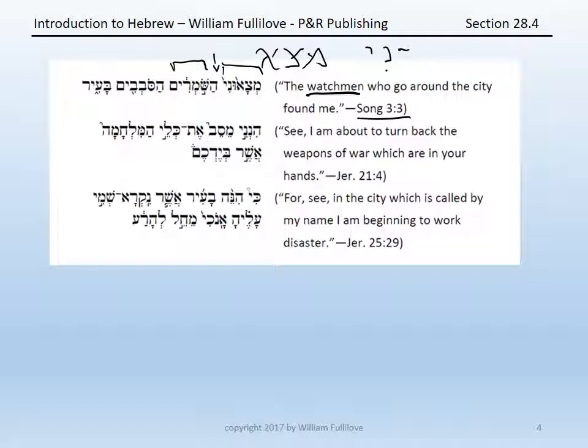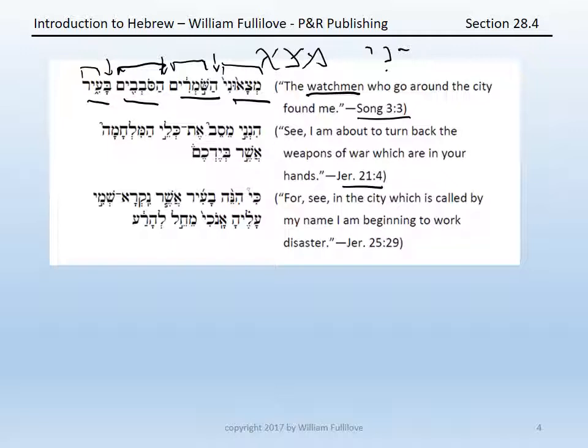That participle is further defined by the qal participle hasovvim, also a qal participle masculine plural, this time of savav, the ones who go around, ba in ha'ir, in the city. The watchmen who go around in the city found me.